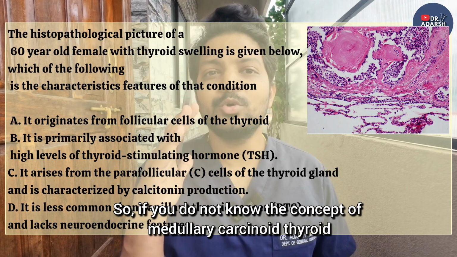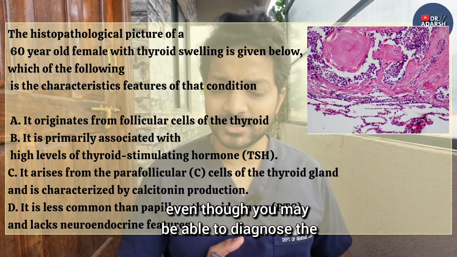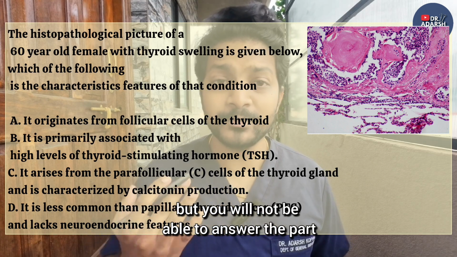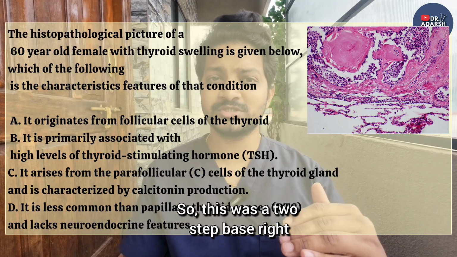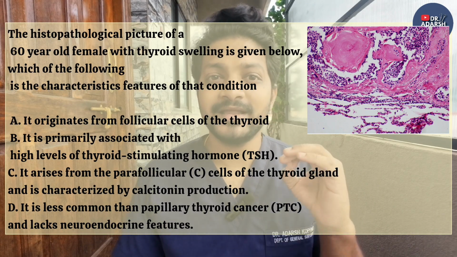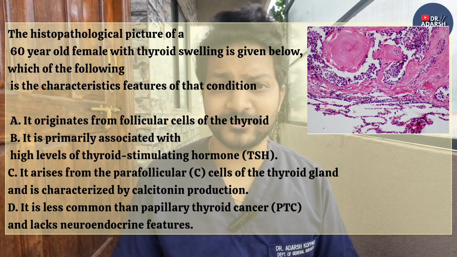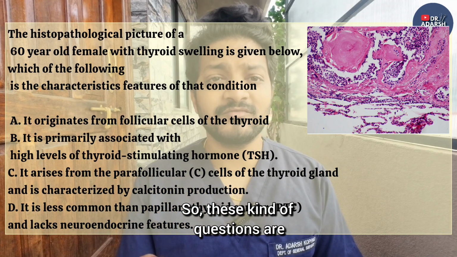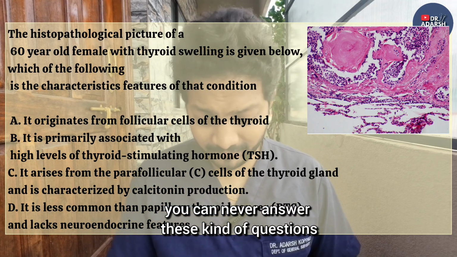So if you don't know the concept of medullary carcinoma of thyroid, even though you may be able to diagnose the condition by looking at the image, you will not be able to answer part 2 of the question. So this was a two-step base, right? You first need to identify the image, make a diagnosis, then tell the examiner whether you know the characteristic feature of medullary carcinoma of thyroid. So these kinds of questions are what test your conceptual knowledge. If you have gone through it superficially, you can never answer these kinds of questions.